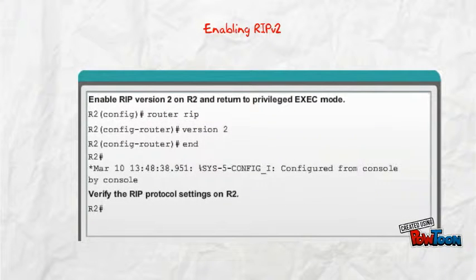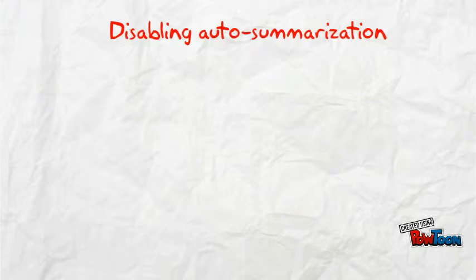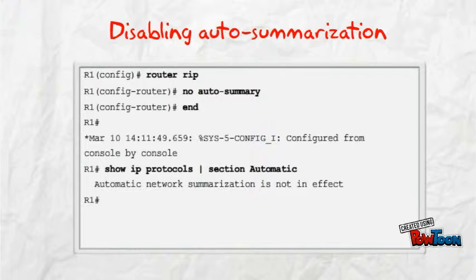When RIP is enabled, the router automatically turns on RIPv1. To change to RIPv2, we can use the version 2 router configuration mode command. To modify the default RIPv2 behavior of automatic summarization, use the no auto-summary router configuration command.